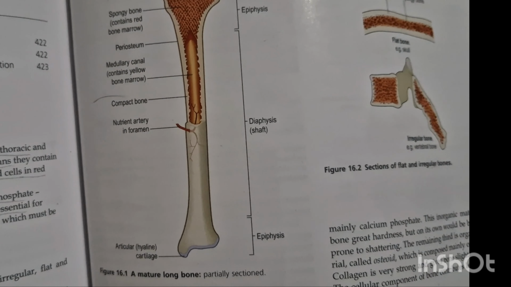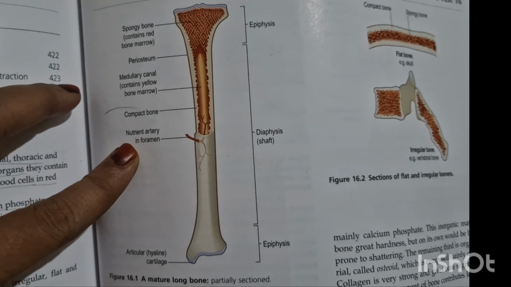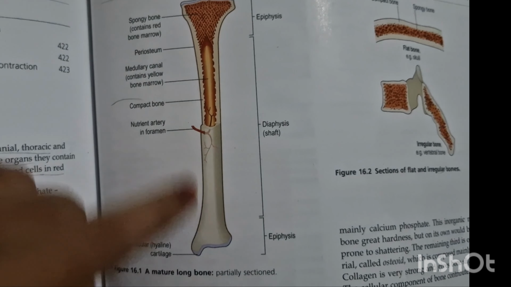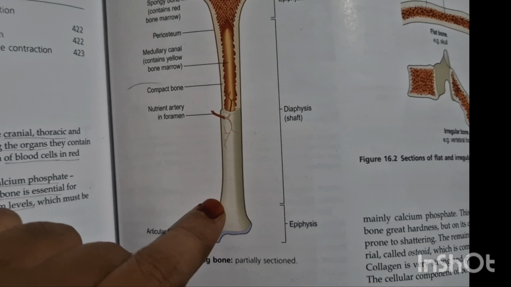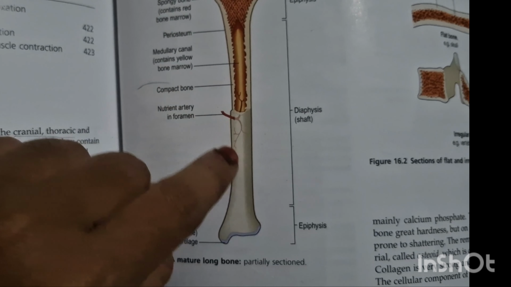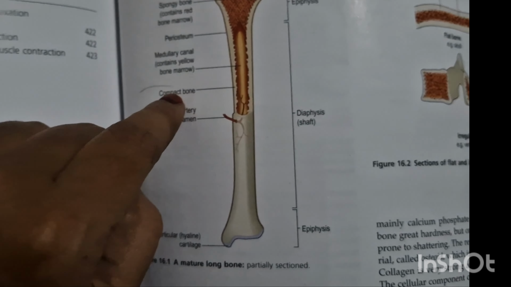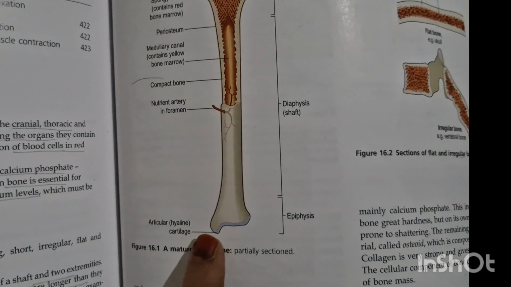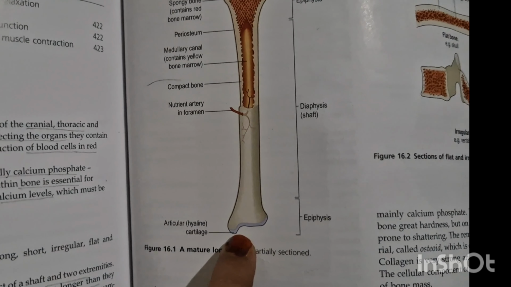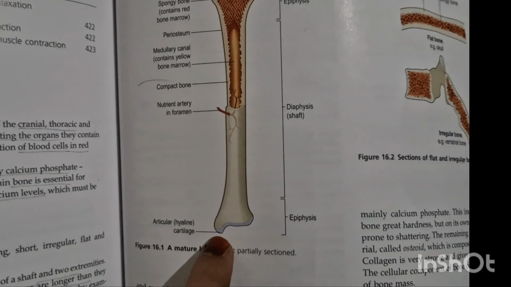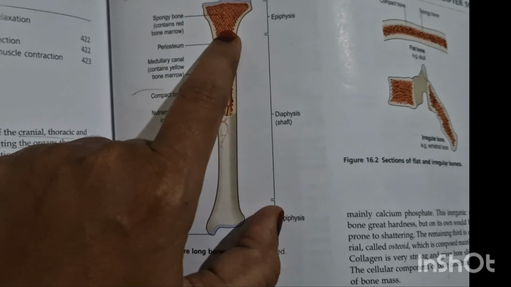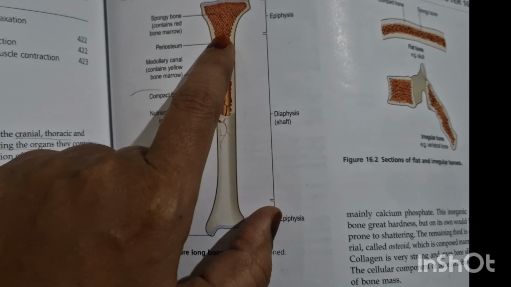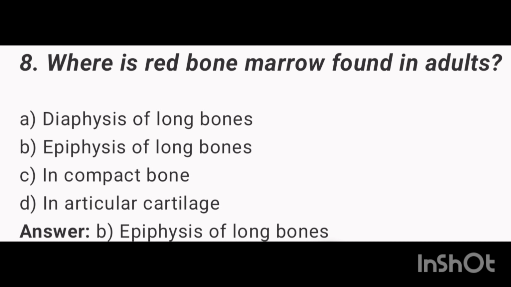Okay, so this is the structure of the long bone. At the corner ends of the bone is called the epiphysis, and the middle part is called the diaphysis or shaft. The hard coat, the outer layer, is called compact bone, and below it is articular cartilage or hyaline cartilage. So, bone marrow, where is it contained? Spongy bone, which is present in the epiphysis, contains the bone marrow. So the answer is epiphysis of long bones.